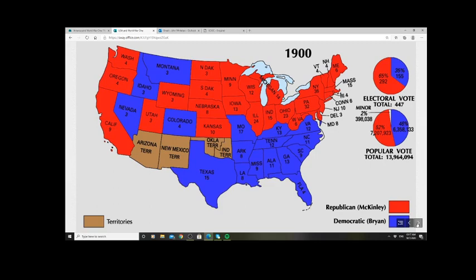McKinley, because of the success of the Spanish-American War, because of American acquisitions of the Philippines and Guam and Puerto Rico, to a lesser extent Cuba, wins the election. He wins the election because he's a kind of hero who has brought great victory to the United States. And you can see that he wins this election. The electoral college vote really is a fairly convincing victory for McKinley.